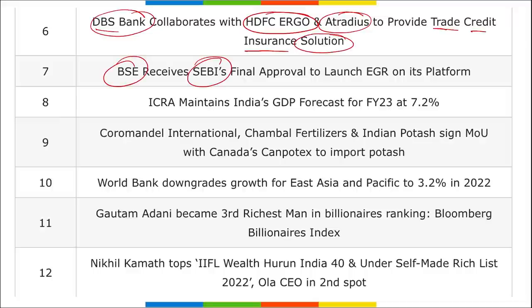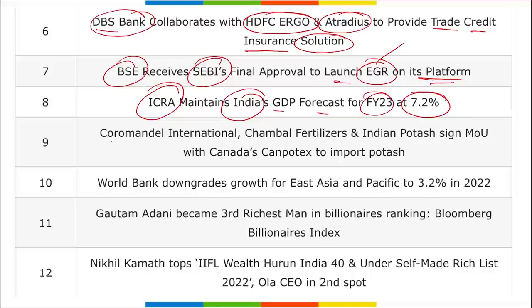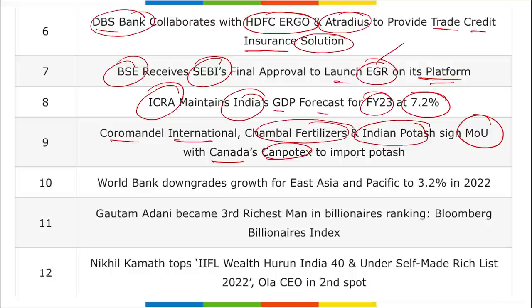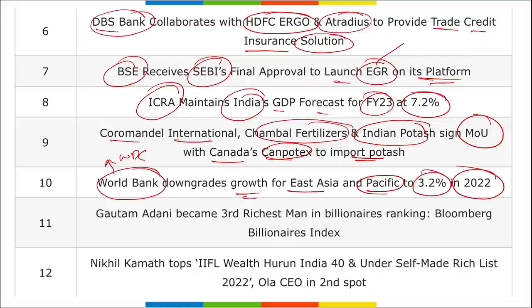BSE receives Sebi's approval to launch EGR on its platform, Electronic Gold Receipt. Then ICRA maintains India's GDP forecast for fiscal year 23 to be at 7.2%. Then Coromandel International, Chambal Fertilizers and Potash, and Indian Potash are the three organizations that have signed an MOU with Canada's Camtox to import potash. Then the World Bank, the headquarters of which is at Washington DC, has downgraded the forecast for the East Asia and Pacific region to 3.2% in 2022.